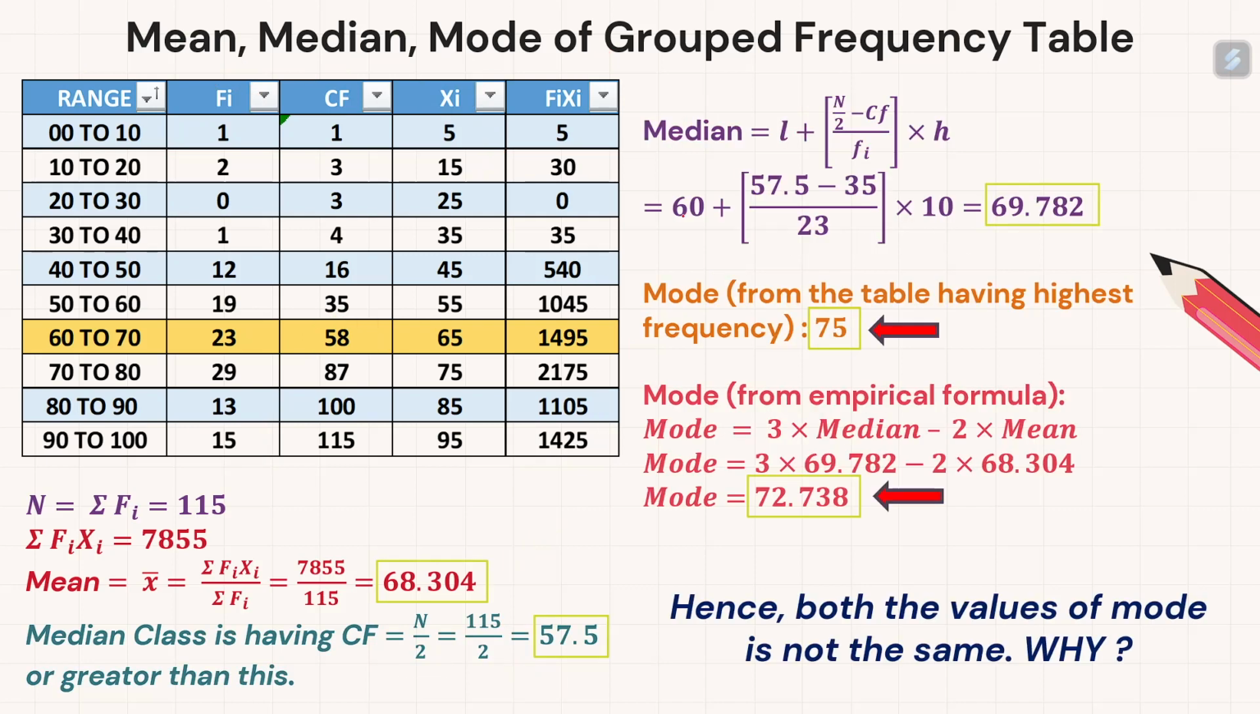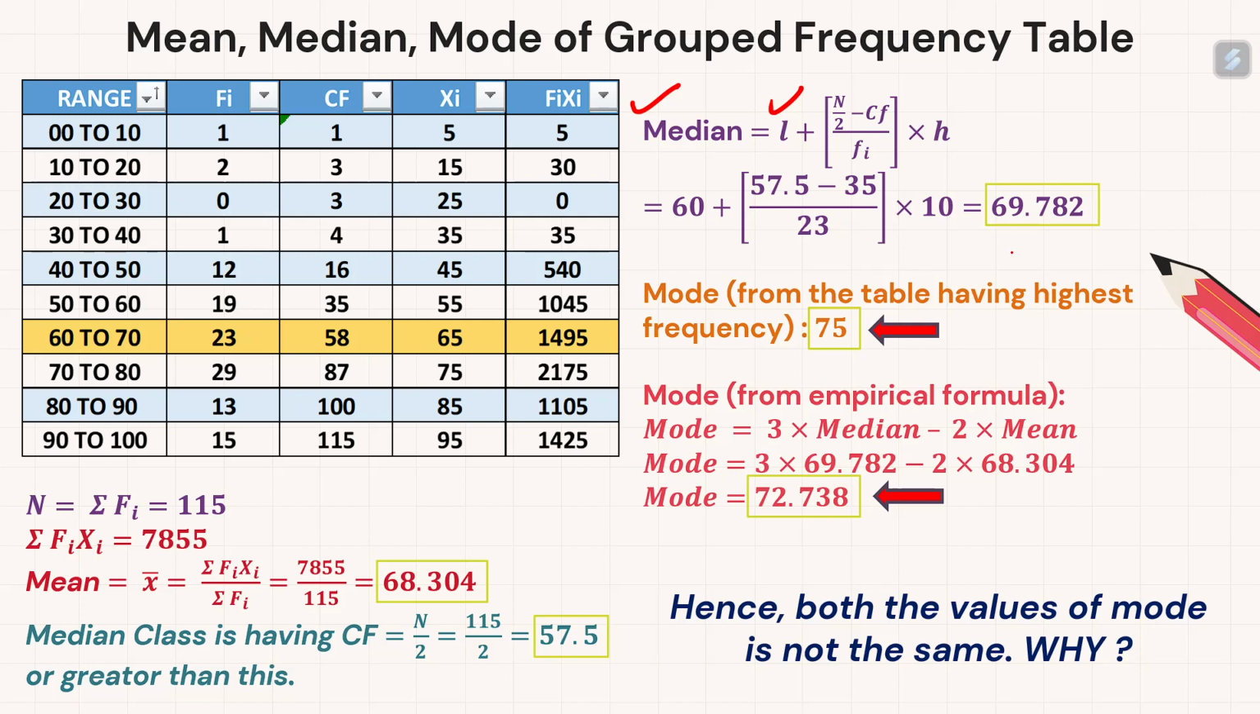After getting the median class, we will find the median of this table. To find the median, we will use this formula: L plus (n by 2 minus Cf) divided by Fi, into H, where L is the lower limit of the median class, Cf is the cumulative frequency of the class preceding the median class, and Fi is the frequency of the median class.